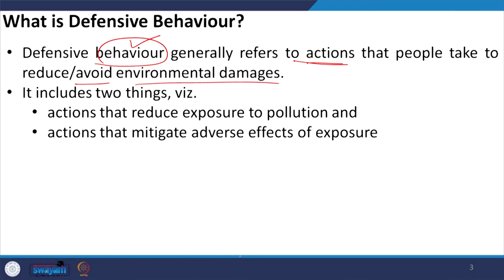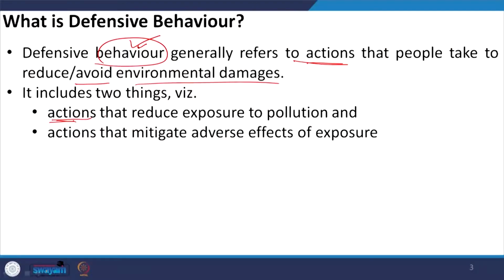So, remember that we are talking about the behavior, and then we are talking about actions. In these actions we are talking about 2 different actions. The first one is actions that can reduce the exposure to the pollution, and second is actions that can mitigate the adverse effect of the exposure to pollution. So, these are 2 different things. How are these 2 different things? Suppose you are talking about the first one, that is actions that reduce the exposure to pollution.